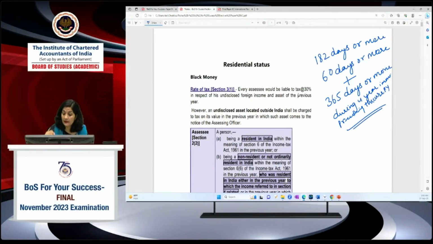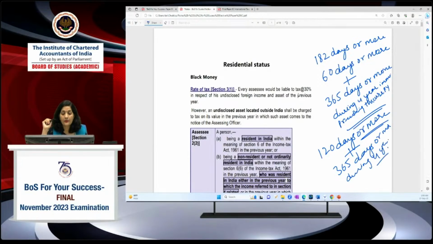Earlier it was this. Now one more has been introduced, the stay period of 120 days or more. Here it is not only 120 days or more. Here again you have to check and see 365 days or more during the 4 years preceding the previous year. This 120 days condition will be applicable instead of these two basic conditions.